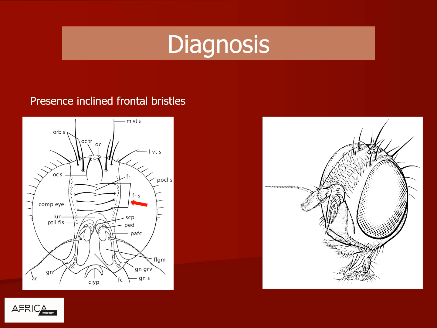The position of the frontal bristles is indicated by the red arrow on the figure at the left. In related families of the Tephritidae, the frontal bristles are absent and only smaller hairs can be found, as shown in the picture on the right.